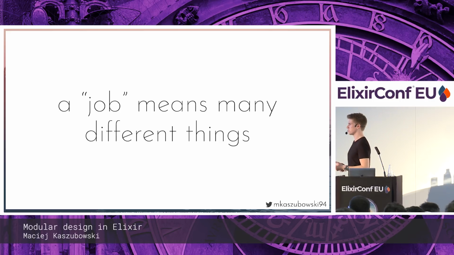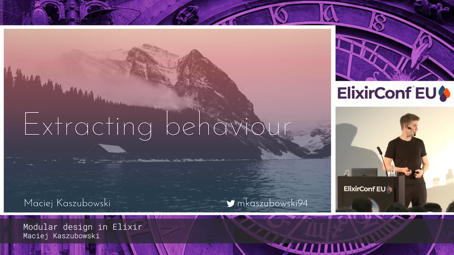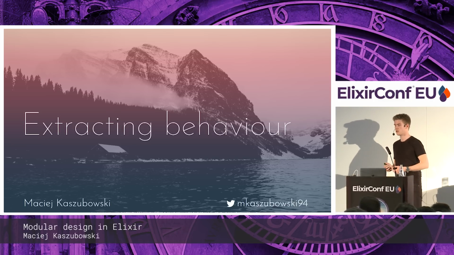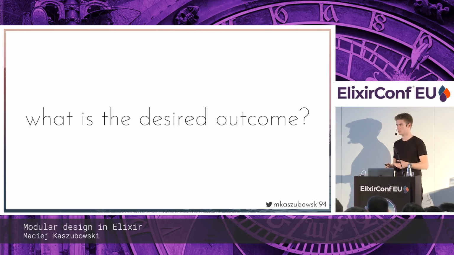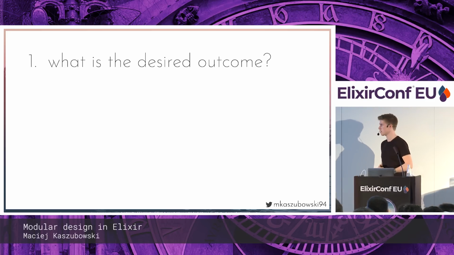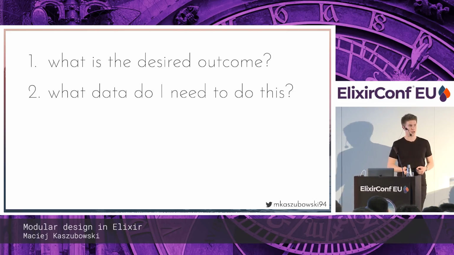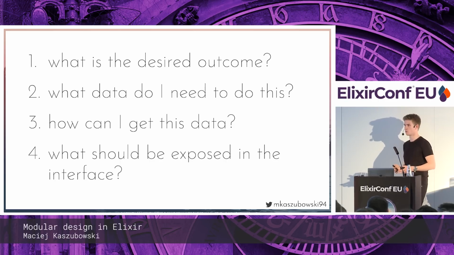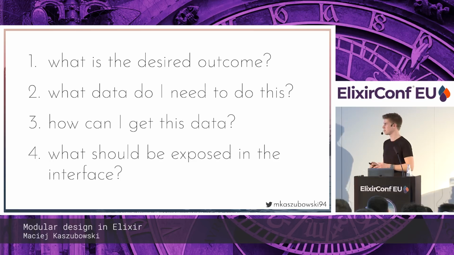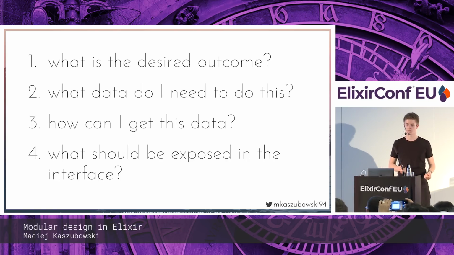So now, instead of focusing on the data, I would like to focus on behavior and start extracting behavior into small manageable pieces. And the way I try to design these modules is to ask myself a few questions. And the most important thing is to ask what is the desired outcome. So what should happen when I call this module? So essentially, what is the responsibility of this module? Once I know that, I can think about what data is necessary for this module to fulfill its purpose. And once I know what data I need, I can think about how I should get this data. And then I have to design the interface, so to decide which pieces of information are essential and should be part of the public API, and what information or decisions should be kept private and encapsulated.